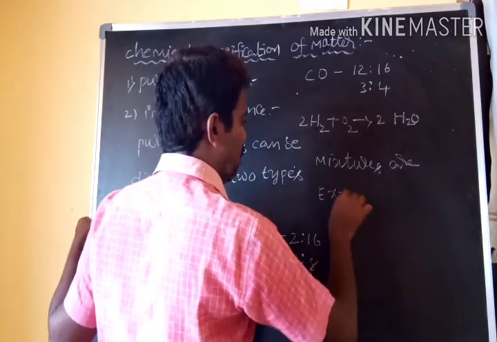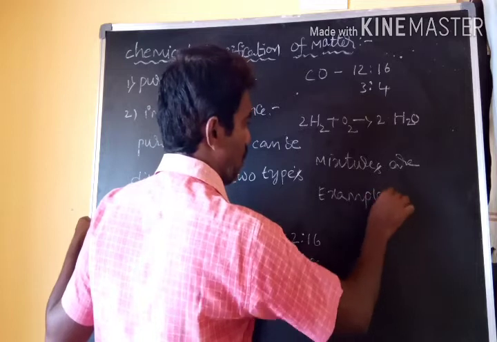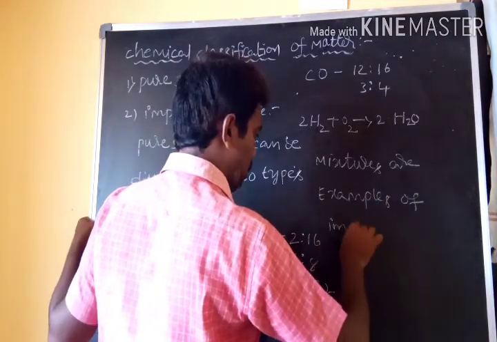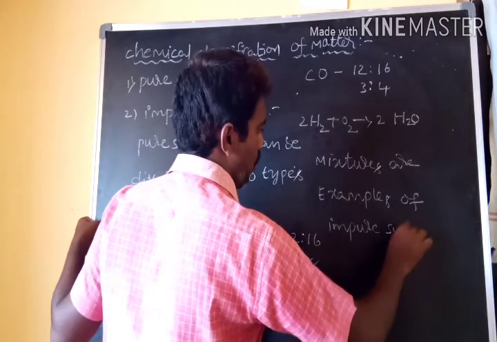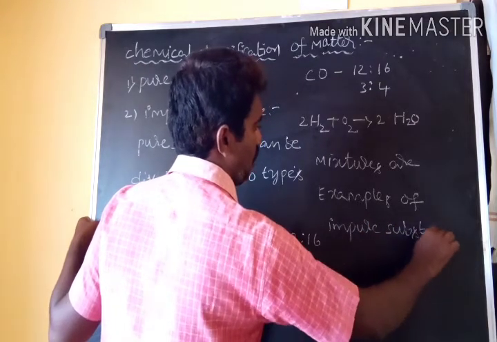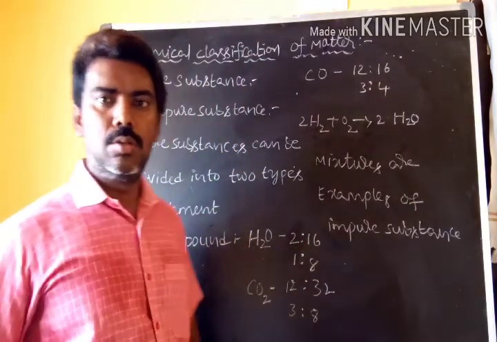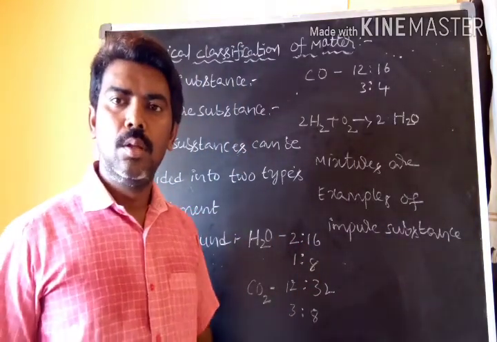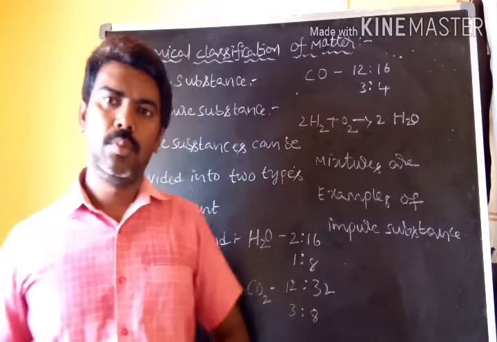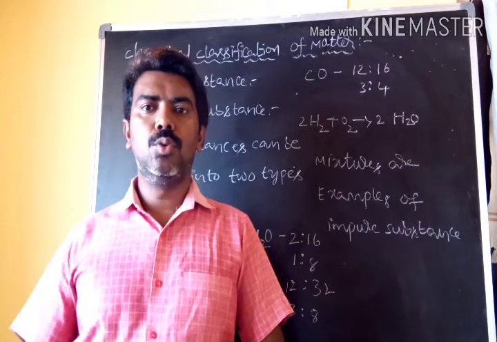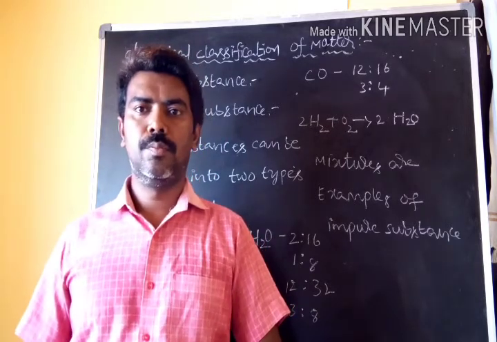Mixtures are examples of impure substances. Then what is meant by mixture? Mixture is nothing but the combination of two or more pure substances.